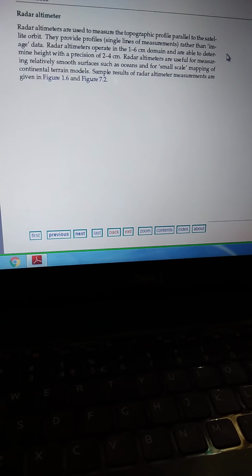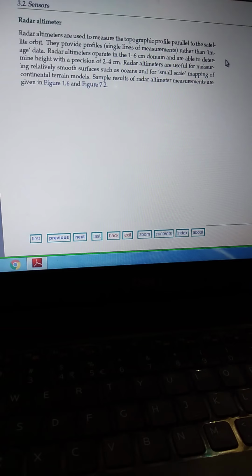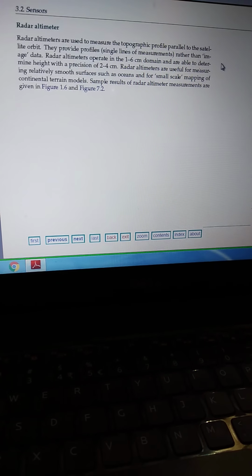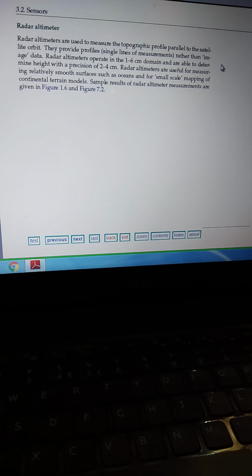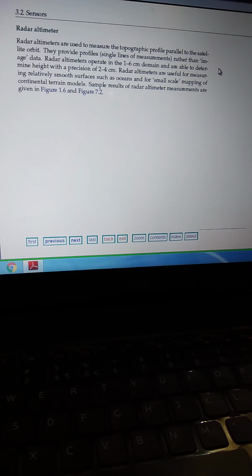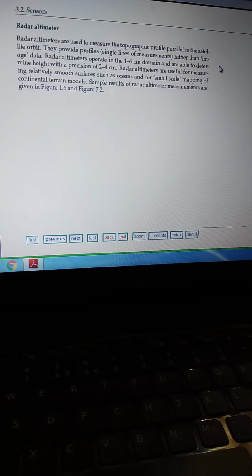What is this radar altimeter? The full form of radar is radio detection and ranging. Radar altimeters are used to measure the topographic profile parallel to the satellite orbit. They provide profiles, single lines of measurements rather than imaging data.